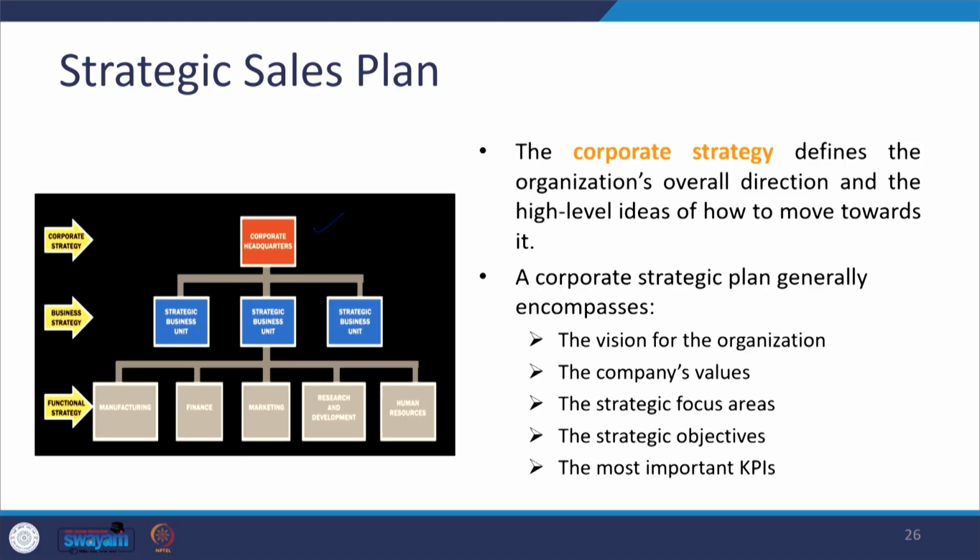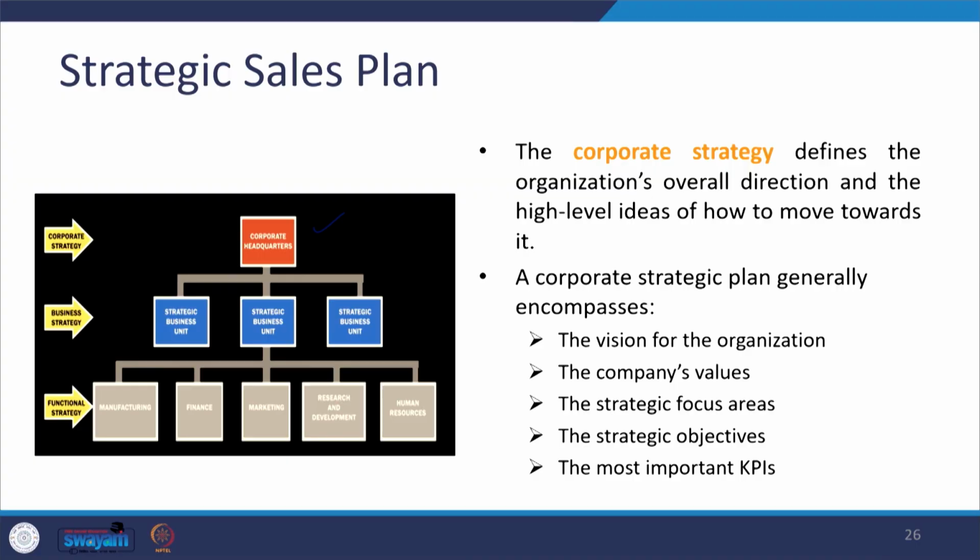Then the strategic objectives. So, within electric vehicles, what exactly Tata Motors wants to achieve. And then going further, the most important KPIs, that is key performance indicators. How many electric vehicles you want to sell in two-wheeler versus four-wheeler or whatever. So, those key performance indicators will also form a part of the corporate strategic plan.